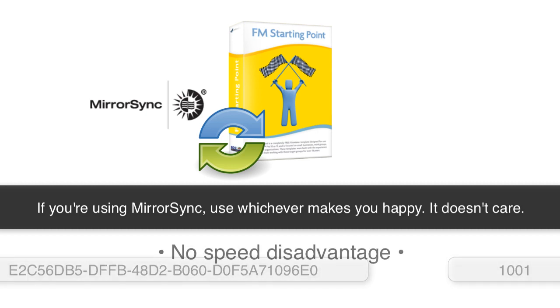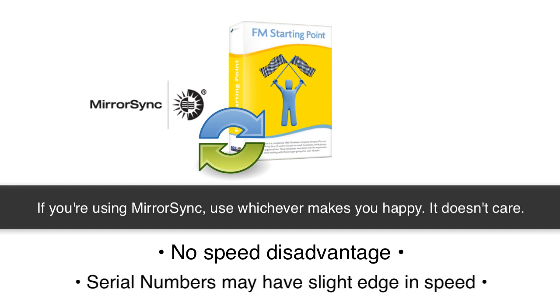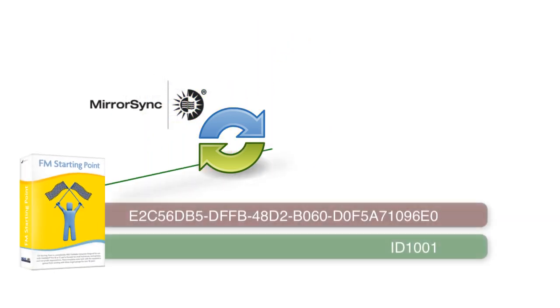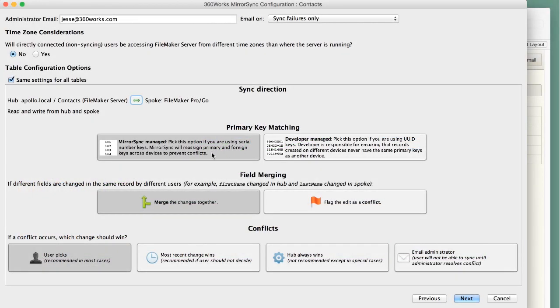There is no speed disadvantage to either one. I would say serial numbers have a slight edge in speed just because they're smaller. If you're sending a bunch of records that are like join tables, foreign keys, stuff like that, 5 characters versus 36 characters, that's 20% of the size. So there might be some speed advantage to doing the MirrorSync managed, but we truly don't care which one you do. All the features are the same in both. Wow. Okay. So you can completely support both models there.